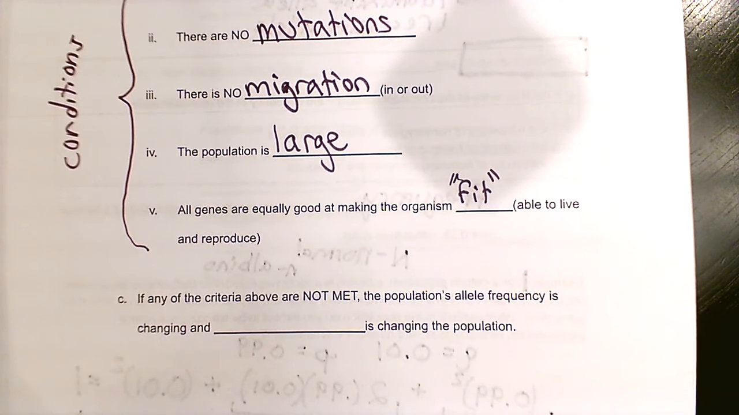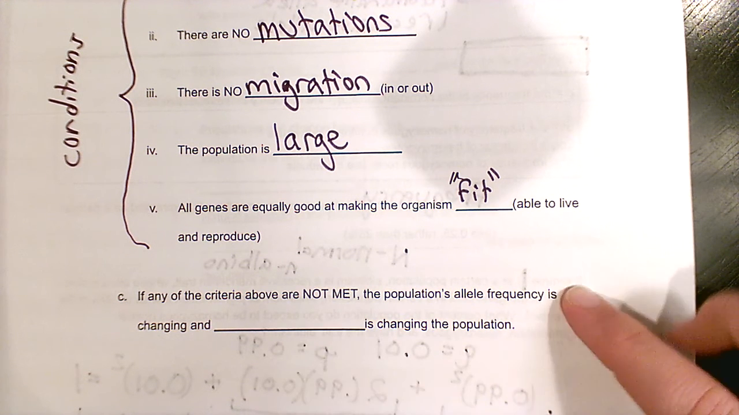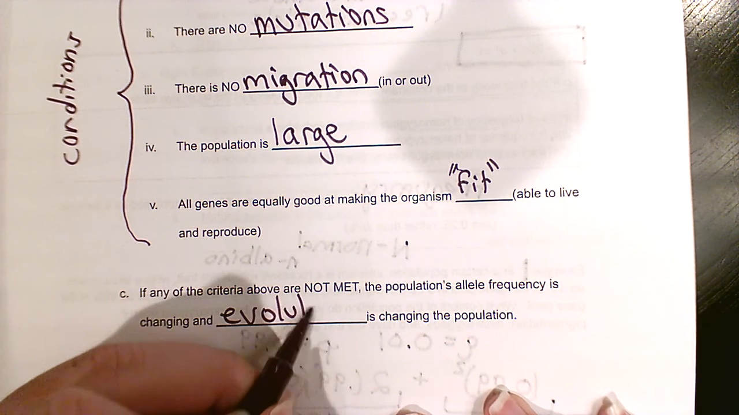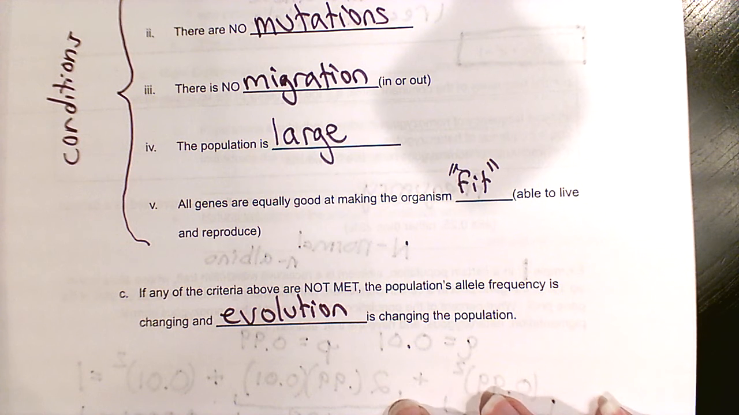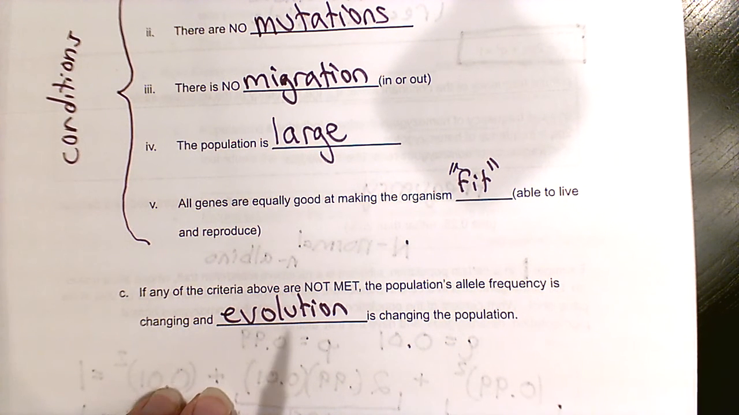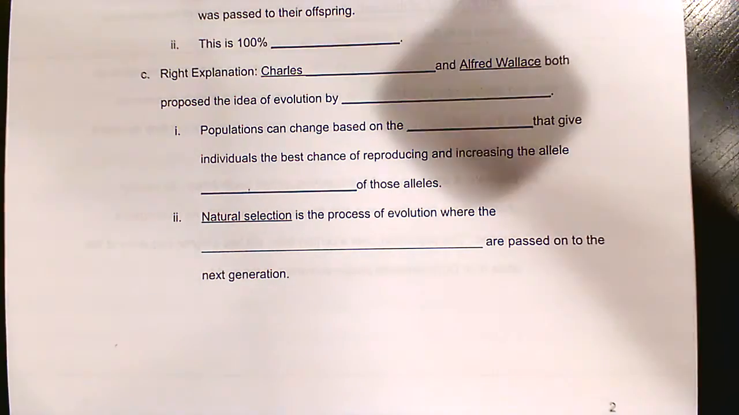So if any of the criteria above are not met, which is basically all the time, the population's allele frequency is changing, and we say that's evolution. The population is changing. The population's set of genes is changing as time goes on.